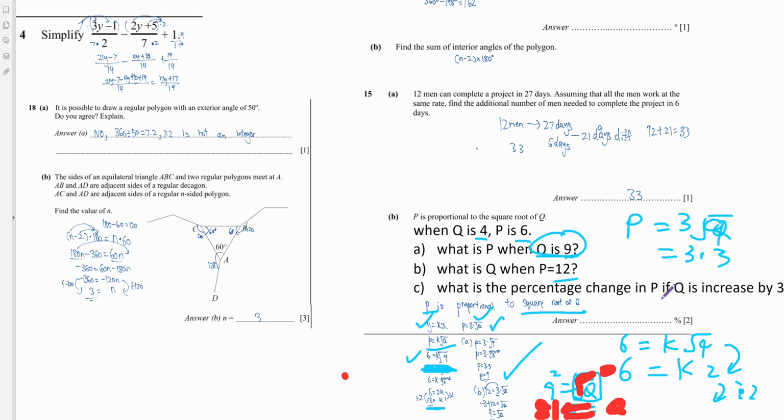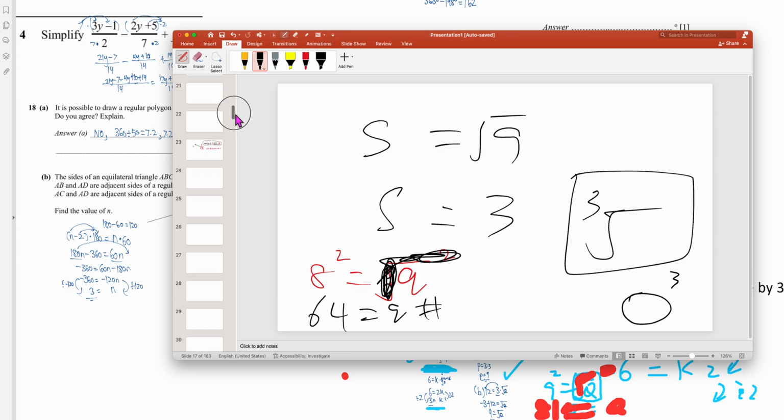So what's the percentage change in P if Q is increased by 300%? Did you do this question? No? Then you just do it. P is okay. Q is increased by 300%. What's the meaning of increased by 300%? From 4, 300% means how much? Q is 4, right? So Q is increased by 300%. What is the meaning of that? You know what's the meaning of 200?